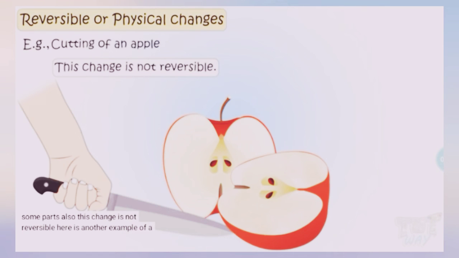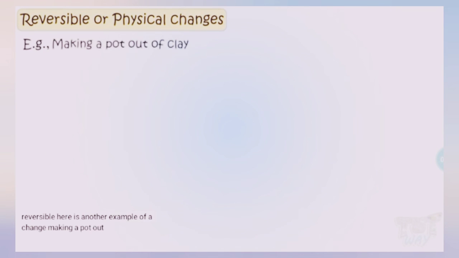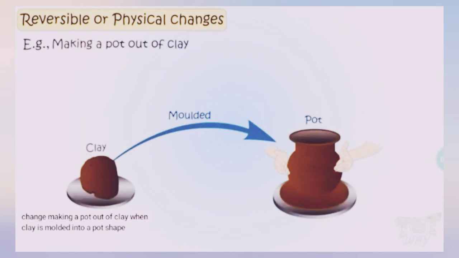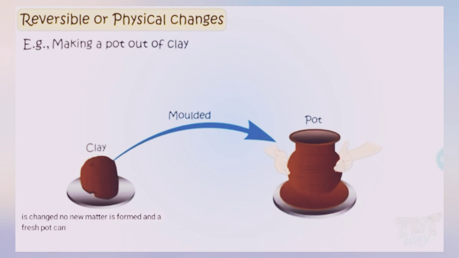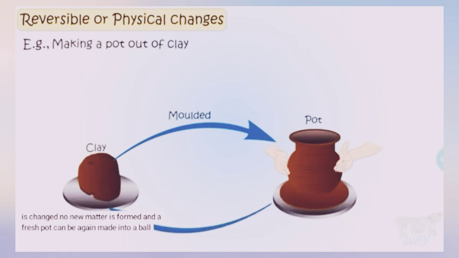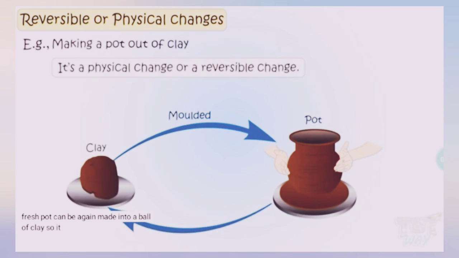Here is another example of a change. Making a pot out of clay. When clay is molded into a pot, shape of clay is changed. No new matter is formed. And a fresh pot can be again made into a ball of clay. So, it is a physical change or a reversible change.